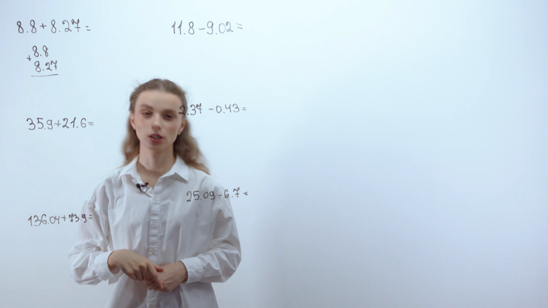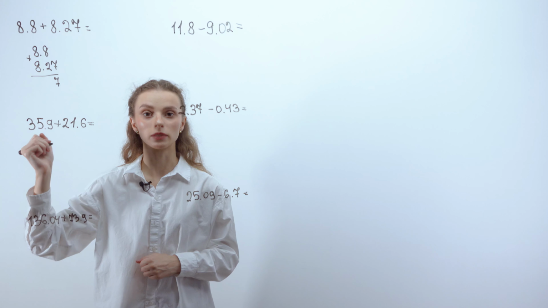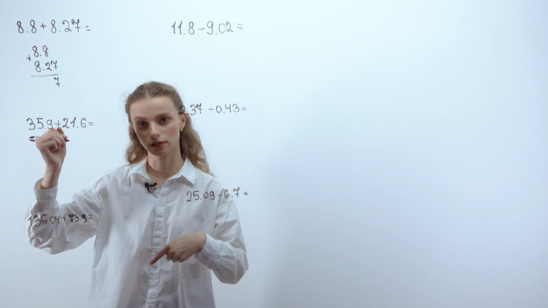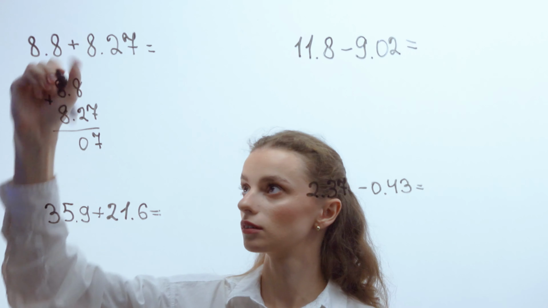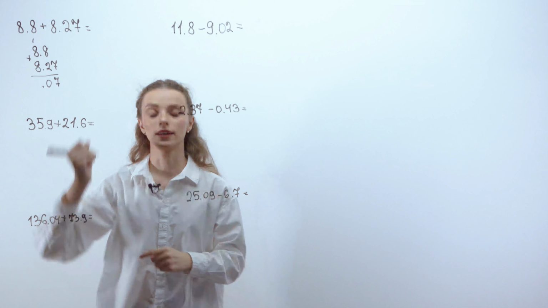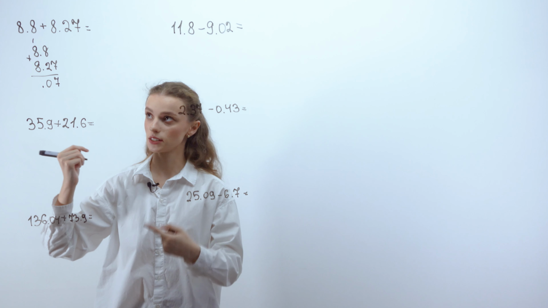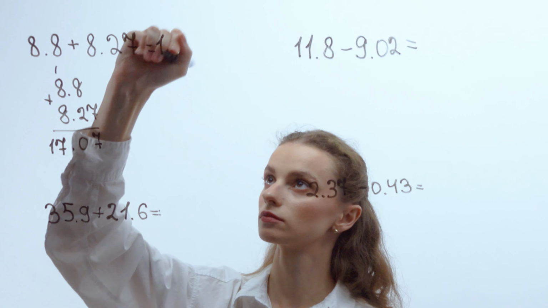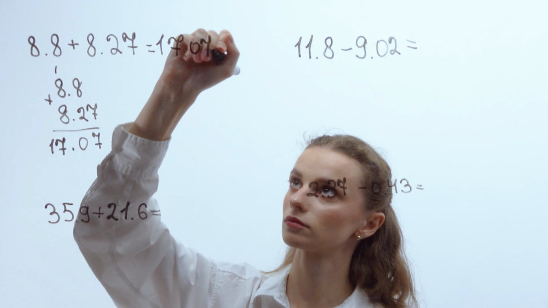Okay, I have 0 plus 7 is 7, 8 plus 2 is 10, so write down 0 and 1 on top. Align the decimal point, and 8 plus 8 is going to be 16 plus 1, 17. And your final answer is 17.07.